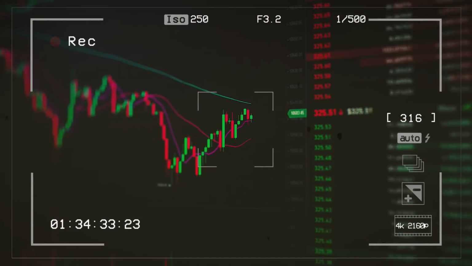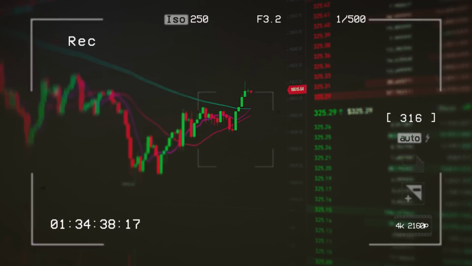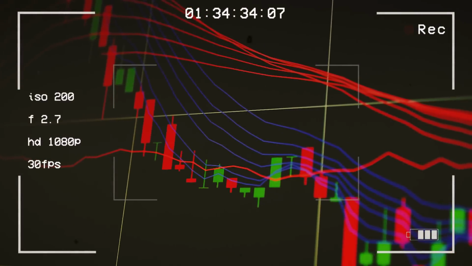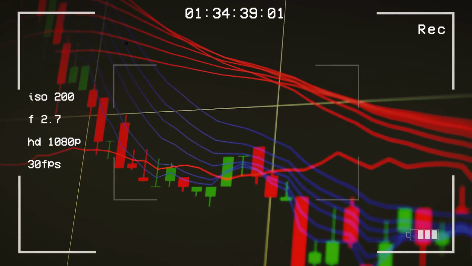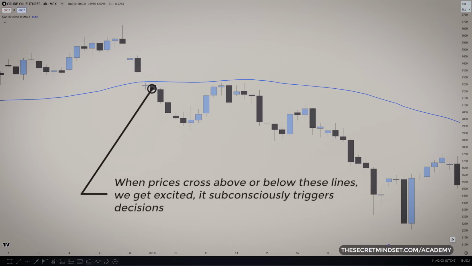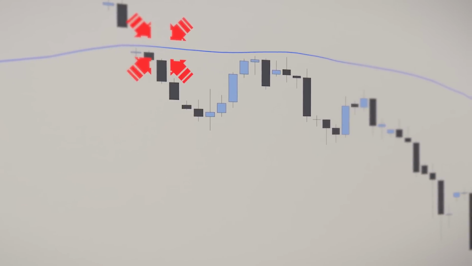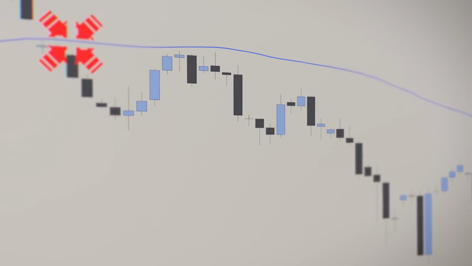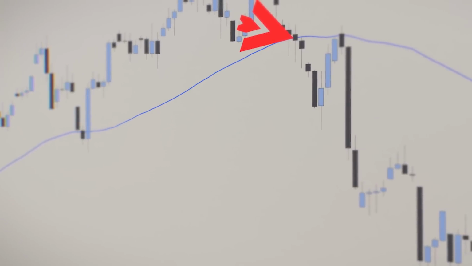Their simple concept of filtering out noise and identifying trend biases appears compelling. Traders gravitate towards moving averages because of their clean visual communication of uptrends and downtrends. When prices cross above or below these lines, we get excited. It subconsciously triggers decisions, seeking confirmation of emerging directions. In fact, one of the fundamental rules of technical analysis is the moving average breakout, and I can show you a lot of textbook examples showing this principle in action.